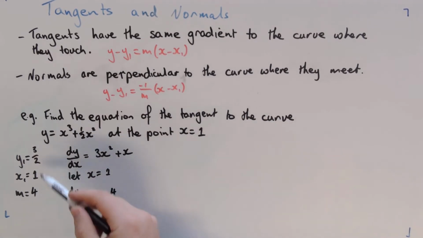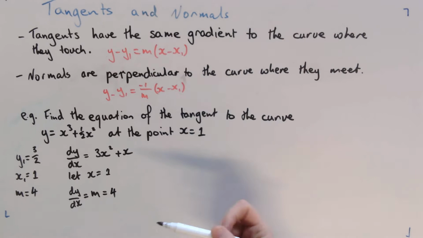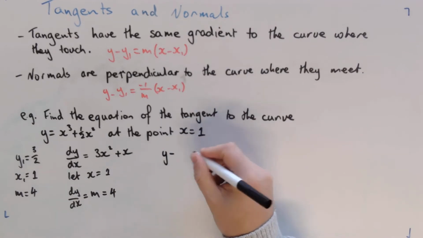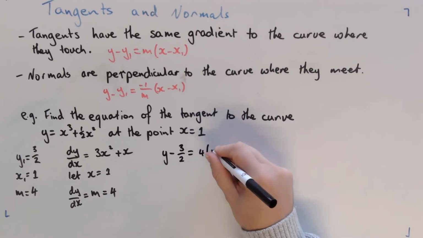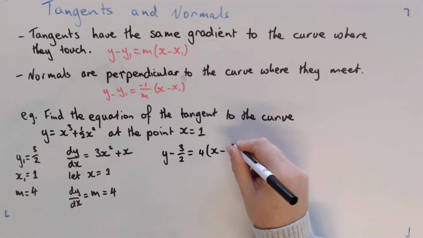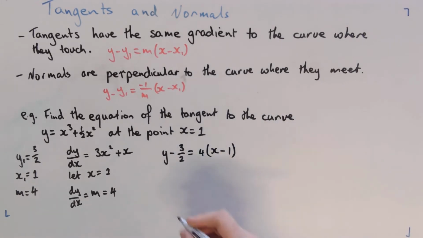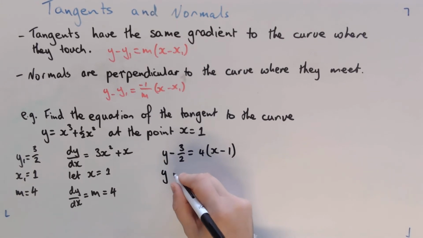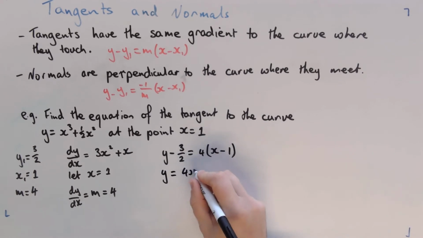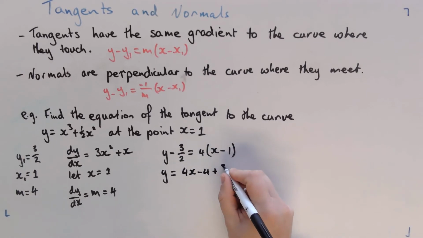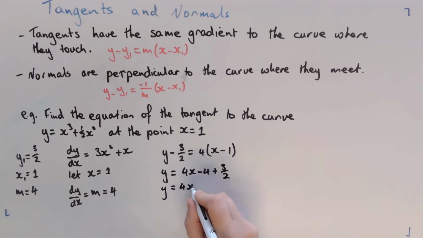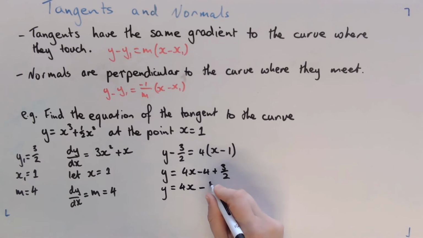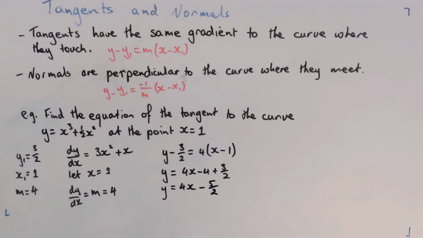Once we've got that information, we just sub it into our formula. So we've got y minus y1, 3 on 2, equals m, which is 4, outside of x minus x1, which is 1. We might do some rearranging here to make this look a little nicer. So we've got y equals 4x take 4 plus 3 on 2, so y equals 4x minus 5 on 2. That would be the equation of our tangent in this case.